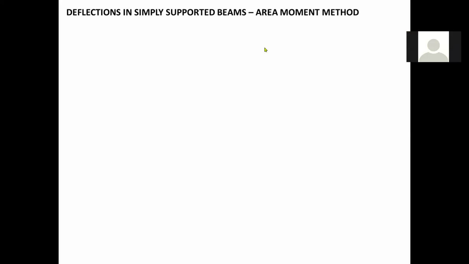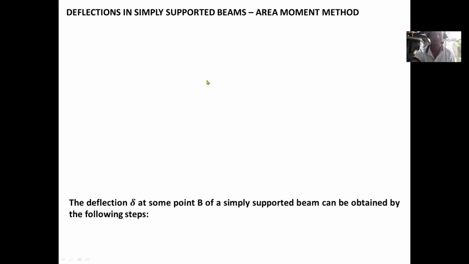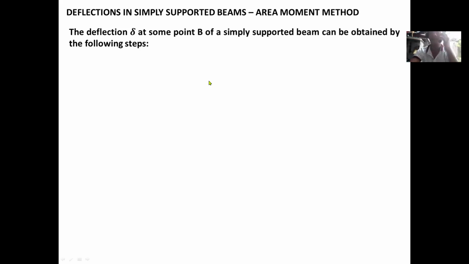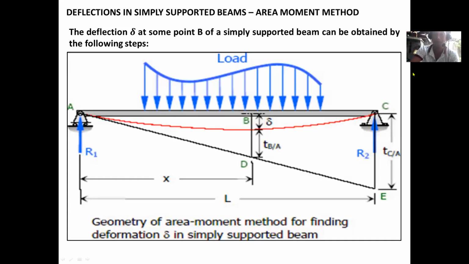Now we have the deflections in simply supported beams by area moment method. So this is another topic. The deflection at some point B of a simply supported beam can be obtained by the following steps. Okay. So this is the geometry of area moment method for finding the deformation or deflection in simply supported beam.